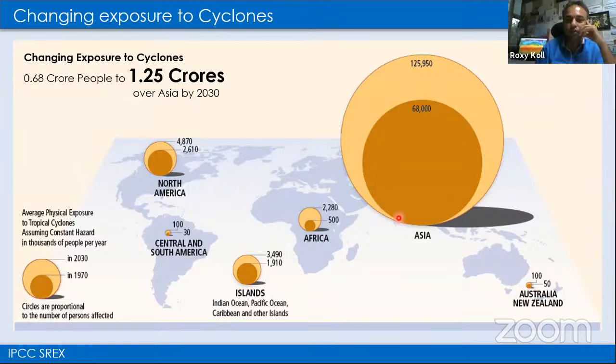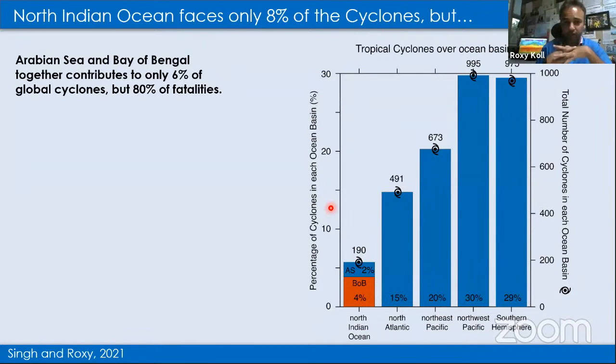Now that's a huge change, and this is not just because of the number of cyclones. Actually, the number of cyclones over this region is fewer compared to many other regions. So why is that? It is because we have a high dense population over here, and also we have fewer means of early warning systems compared to other regions. And if you look at the other regions like Africa, North America, the changing exposure is much lower, right? So more reasons for why we need to focus on cyclones and how they are changing.